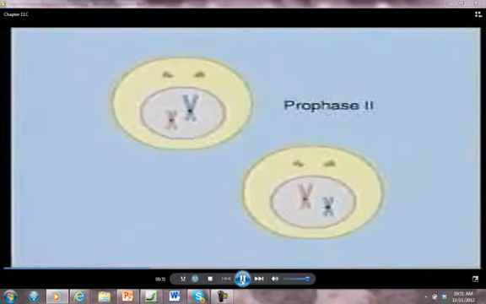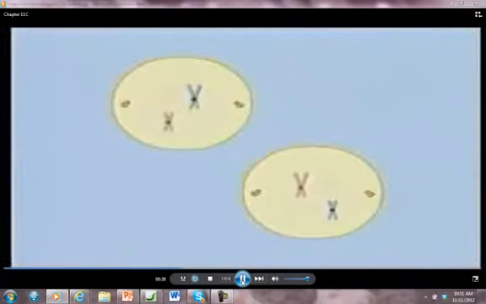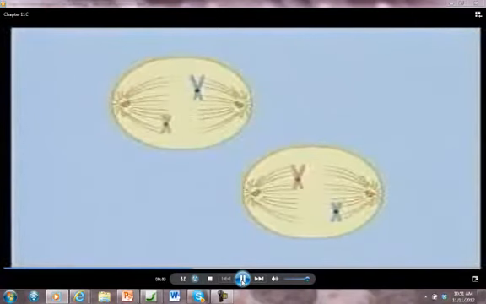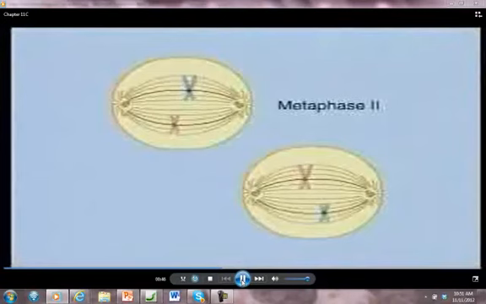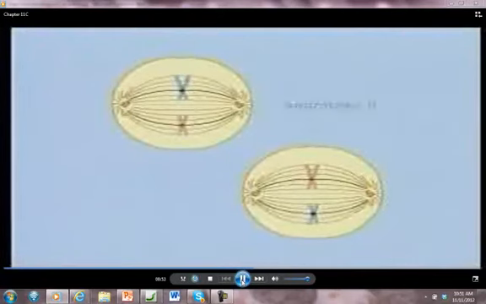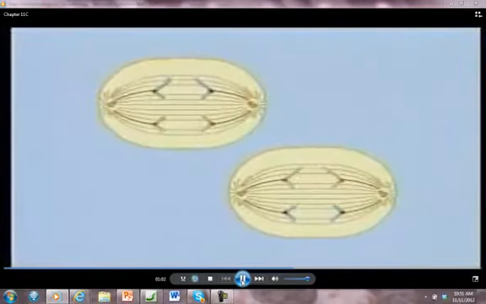During prophase 2, the centriole pairs move to opposite ends of the cell. The nuclear envelope dissolves and a spindle forms. The chromosomes are pulled toward the middle of the cell. During metaphase 2, the second phase of meiosis 2, the chromosomes line up in the center of the spindle. In anaphase 2, the centromeres of the sister chromatids separate. The chromatids are moved to opposite ends of the cell.